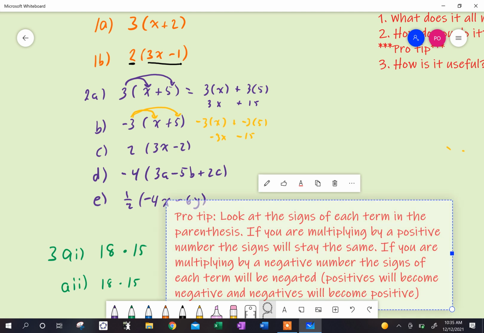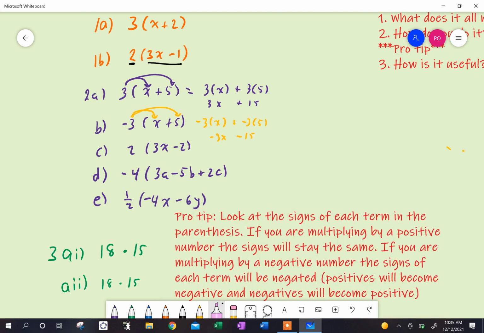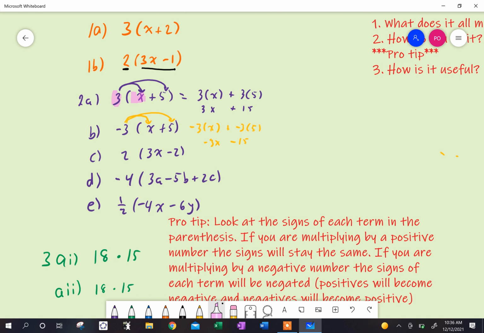term in the parentheses. If you're multiplying by a positive number, which we were here, we're multiplying by a positive number, then the signs will stay the same. This was a positive x, even though there's nothing written there. It's a positive x, and this is a positive 5. And take a look. I have a positive 3x and a positive 15.